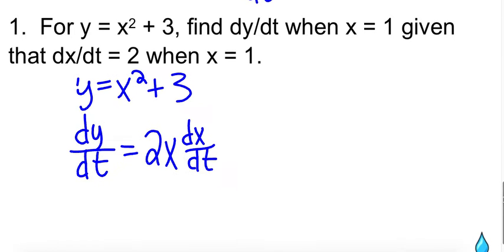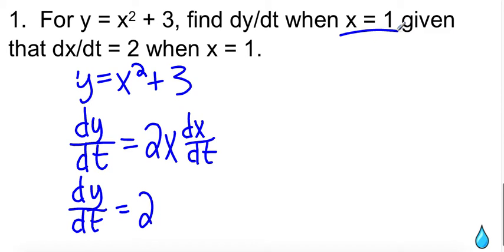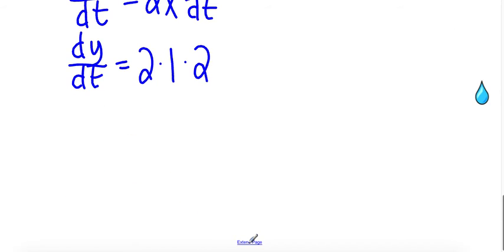The problem was asking us to find dy/dt, so that's what we want to know. dy/dt when x equals 1, so we're going to plug in 1 for x, given that dx/dt equals 2. When we do that, which is also super easy, dy/dt equals 2 times 1 times 2, which is 4. So our y is changing at a rate of 4. In the next video we're going to do some more practical examples of these.